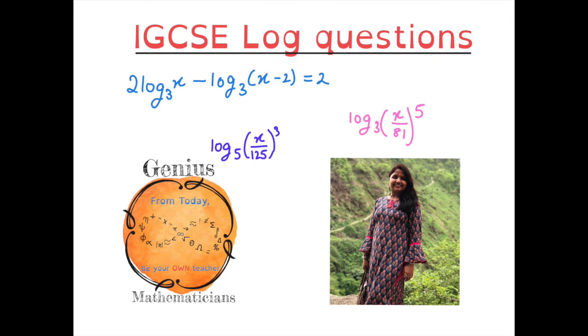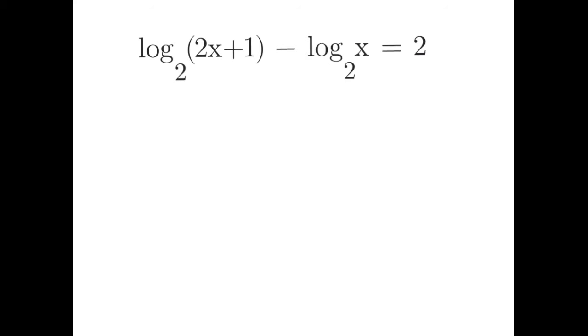Let's get started. In this question, we're supposed to find the value of x. So to do that, we have to keep in mind the rule log c a minus log c b is equal to log c a over b. We have to make sure that the bases must be the same. So let's see how we could apply this in this question.